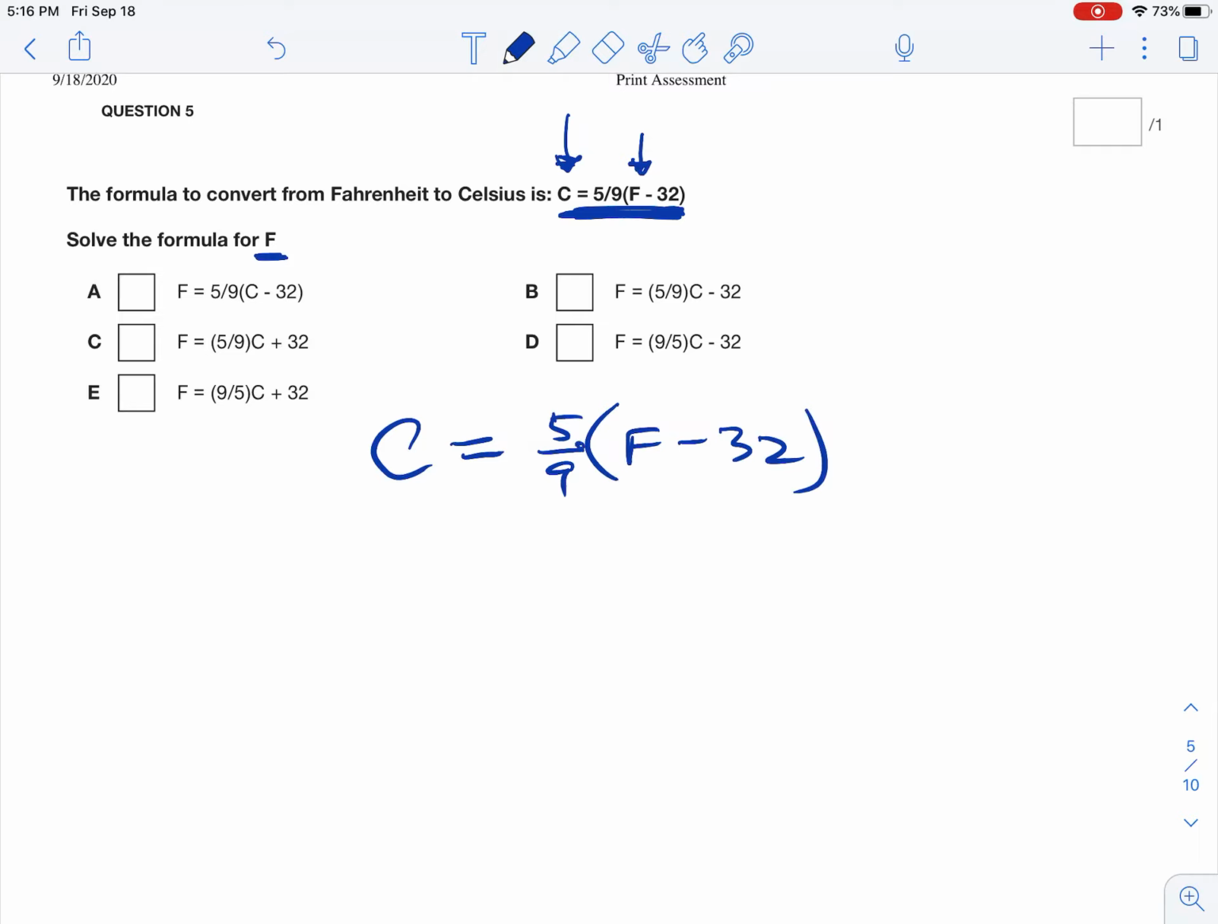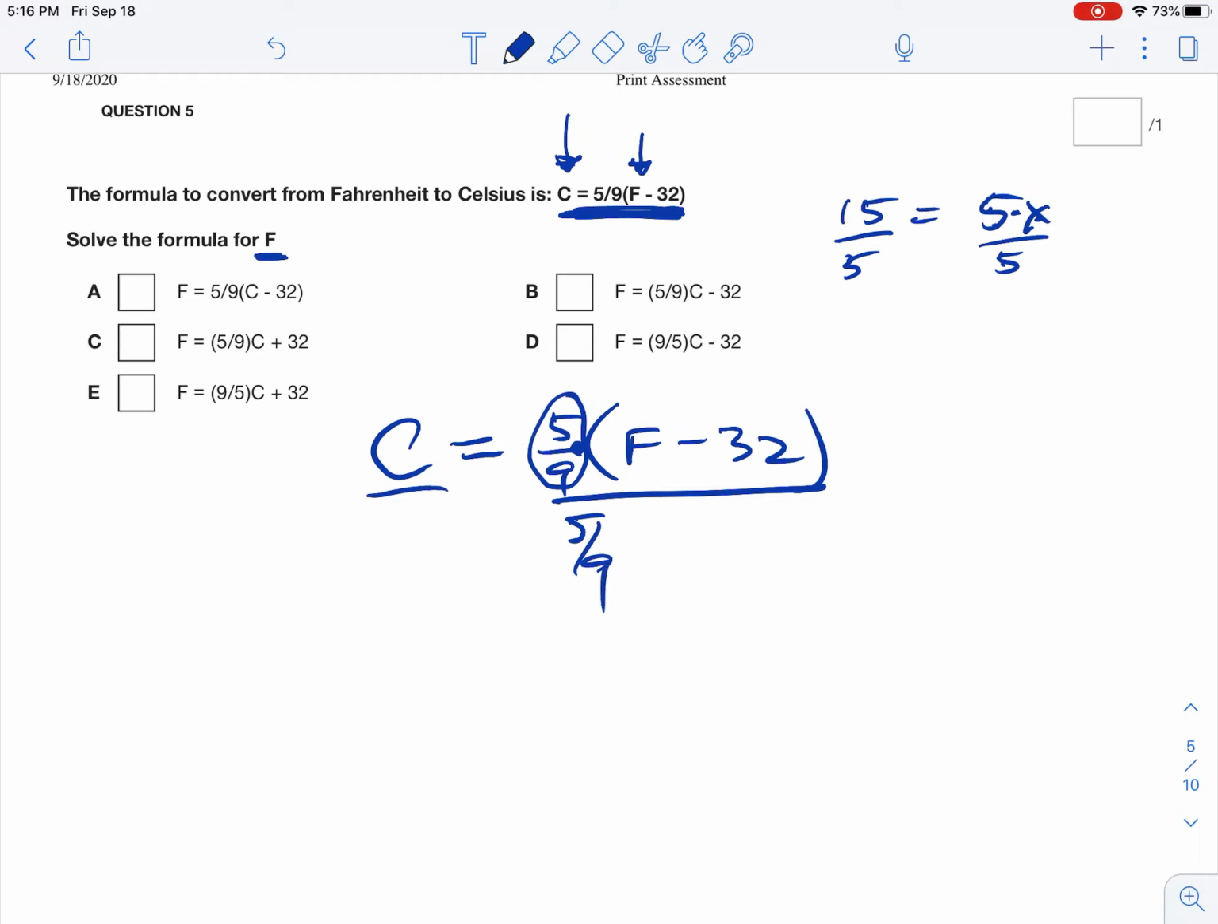And what I'd like you to recognize is this is 5/9 times this quantity of F minus 32. So it's as if I have 5x equals 15. And if you had a problem that simple, you'd say, all you do is divide by 5. With 5 times this quantity, the opposite of it is dividing by it. Well, in the same way, I'd like you to think of this as just a number. And if I have that number times a quantity, how do you get rid of it to bring it to the other side? You divide by 5/9.